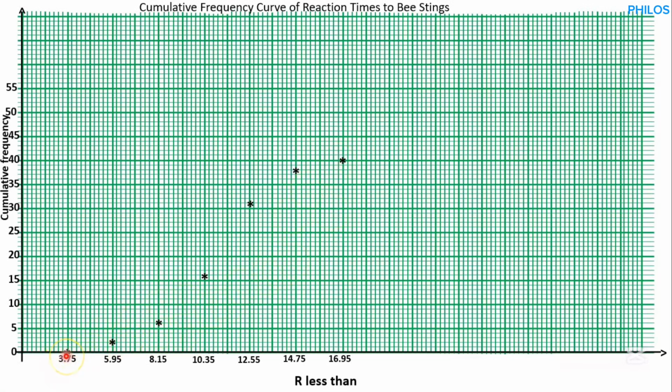Okay. So we start from here and then draw up to this point, then move to the next point, then move to the next point, then move to the next point, then move to the last point. So this is the cumulative frequency curve. But we are not done. Let's go back to the question again.